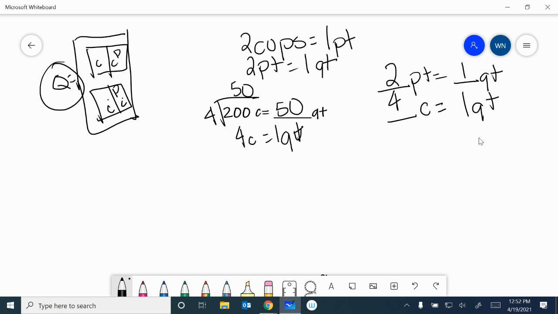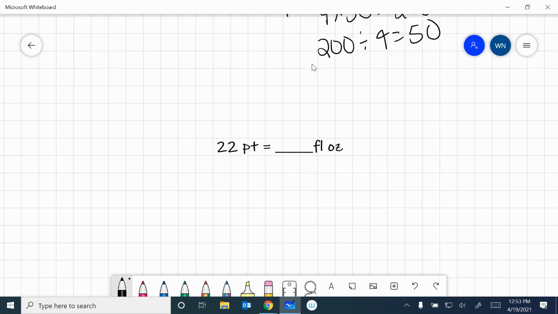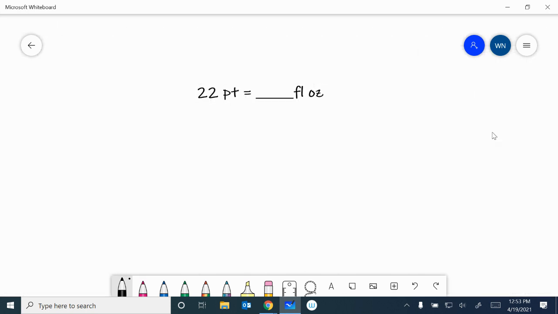So think about it this way. 4 times 50 is going to get me 200. 4 cups in a quart times 50 quarts would give me 200. And if we turn that around to divide it, we could say 200 divided by 4 will give me 50. Some of these are kind of logic problems, and you're just going to have to think about them. Go ahead and try this one.